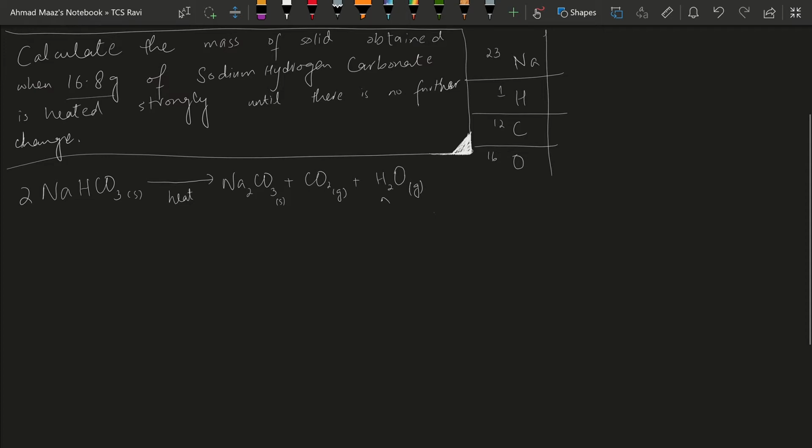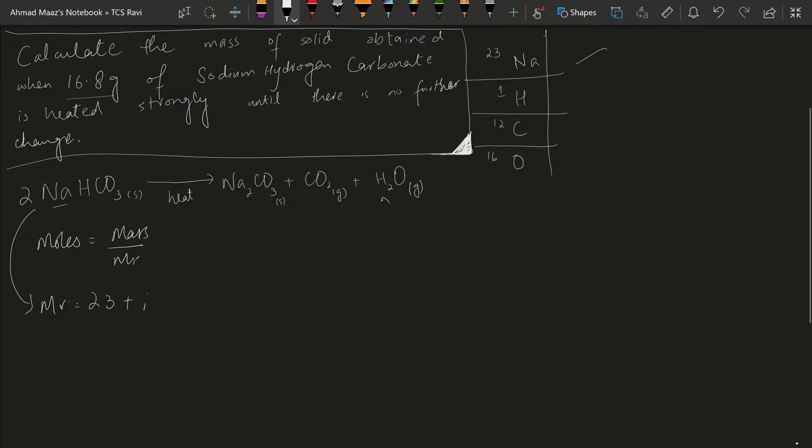Alright, the mass is given, we need to know the number of moles. How would we do that? We know that number of moles equals mass over mR. We have the mass, but we need to calculate the mR. How will we calculate the mR? The mR for sodium hydrogen carbonate is, the AR for sodium is 23.